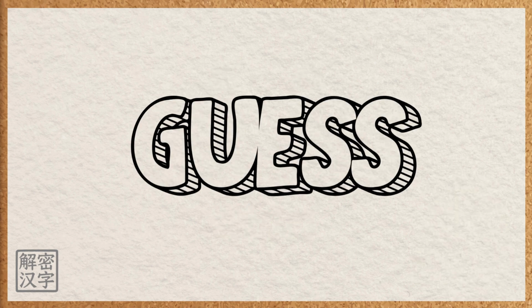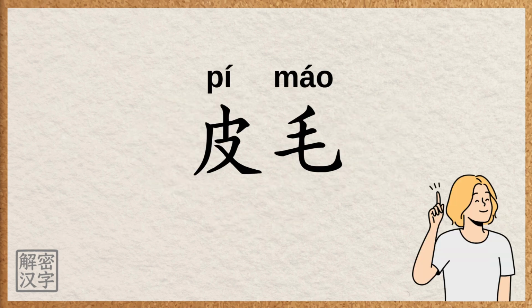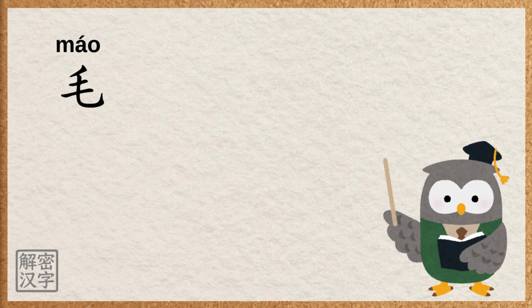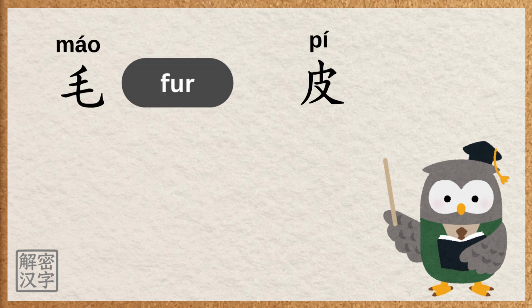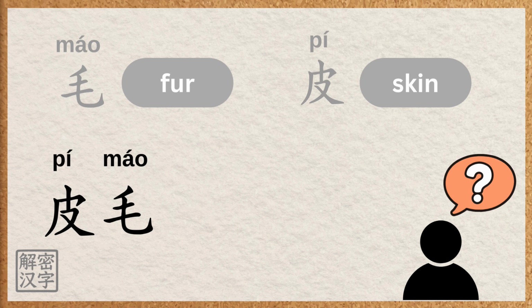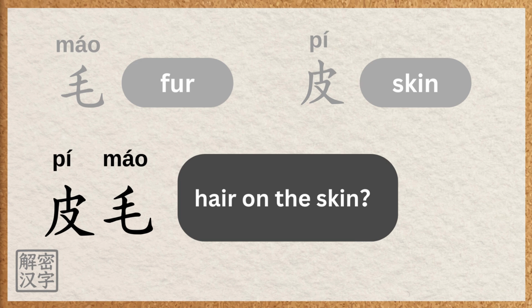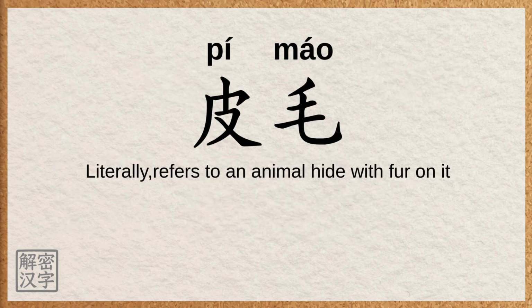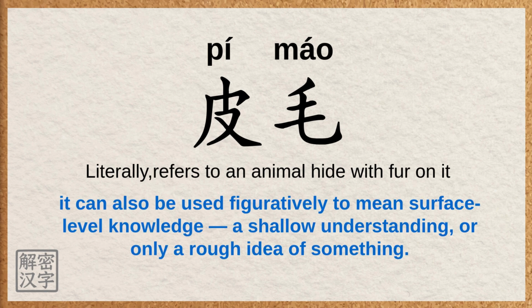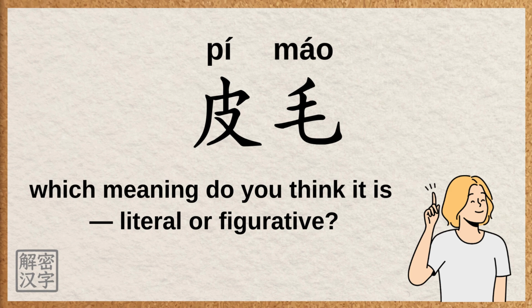Now let's guess the meaning of the word 皮毛. We've already learned that 毛 means fur, and 皮 means skin. So does 皮毛 mean hair on the skin? Yes, but not exactly. Literally, 皮毛 refers to an animal hide with fur on it, but it can also be used figuratively to mean surface-level knowledge, a shallow understanding, or only a rough idea of something. So, if you hear 皮毛 in a sentence, which meaning do you think it is, literal or figurative?